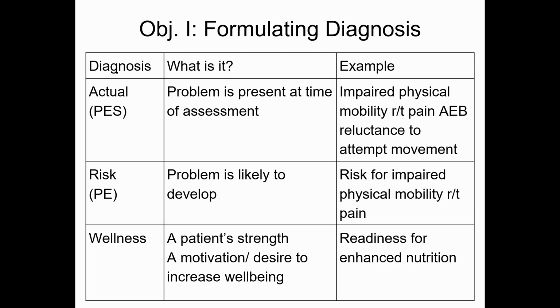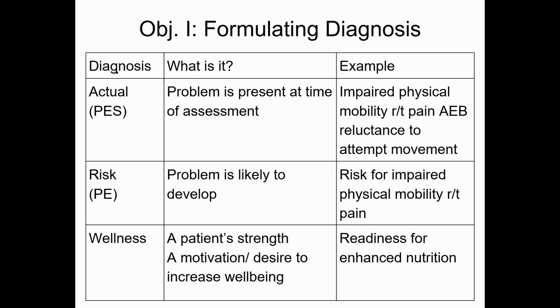An at-risk diagnosis means the problem isn't here quite yet, but it has a really good chance of developing. So for example, a patient who is immobile is at risk for skin breakdown. So the diagnosis would be risk for impaired skin integrity related to immobility. And note here that the signs and symptoms are not needed for an at-risk diagnosis because they don't have the problem yet, so they're not going to have the signs and symptoms of the problem.